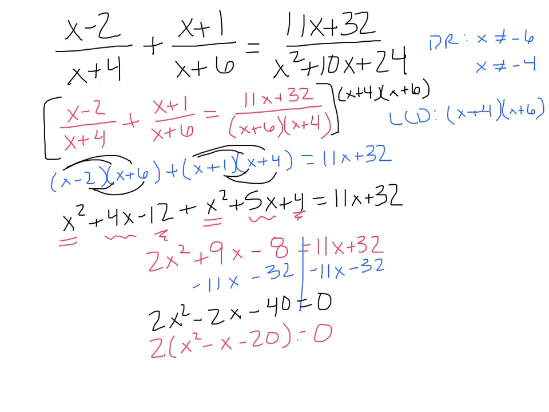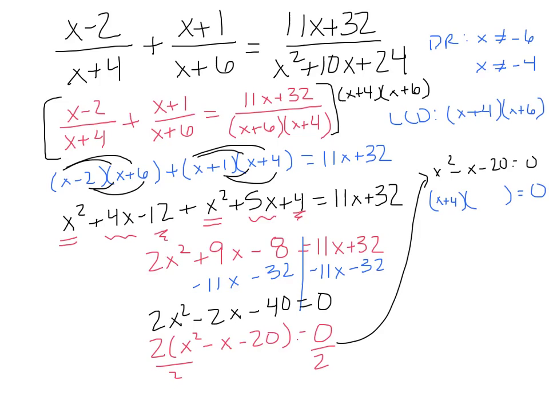That 2 isn't going to make a difference. In fact, I could divide both sides by 2 if I wanted to, and then factor from there. So I'm looking for numbers that multiply to be negative 20 and add to be negative 1. So I think we end up with x plus 4 and x minus 5. Which means our two solutions are x equals negative 4 and x equals 5.